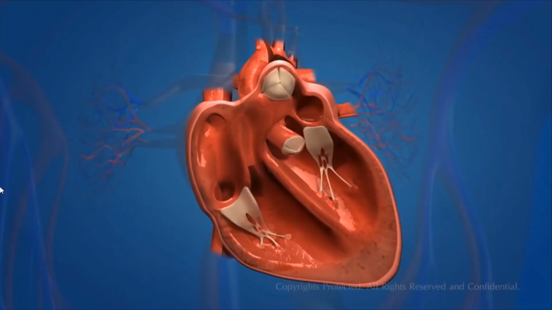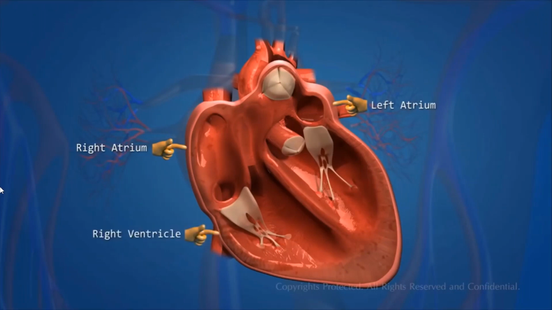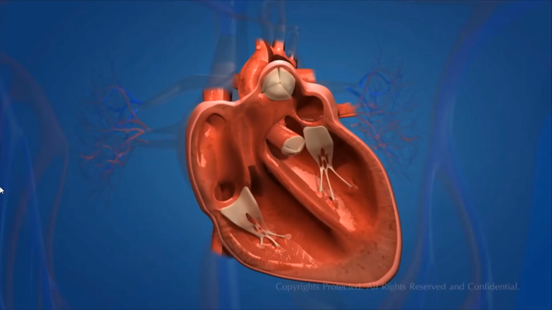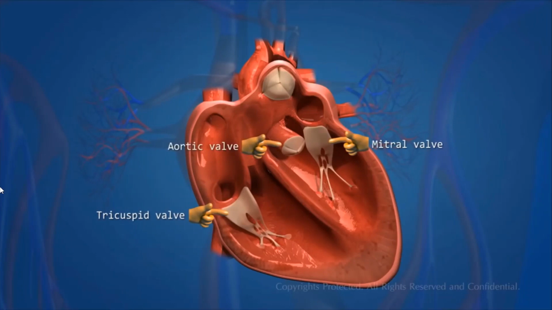The human heart has 4 chambers: the right atrium, the left atrium, the right ventricle, and the left ventricle. There are 4 valves in the heart. These valves are the tricuspid valve, mitral valve, aortic valve, and pulmonic valve. These valves are one-way valves.